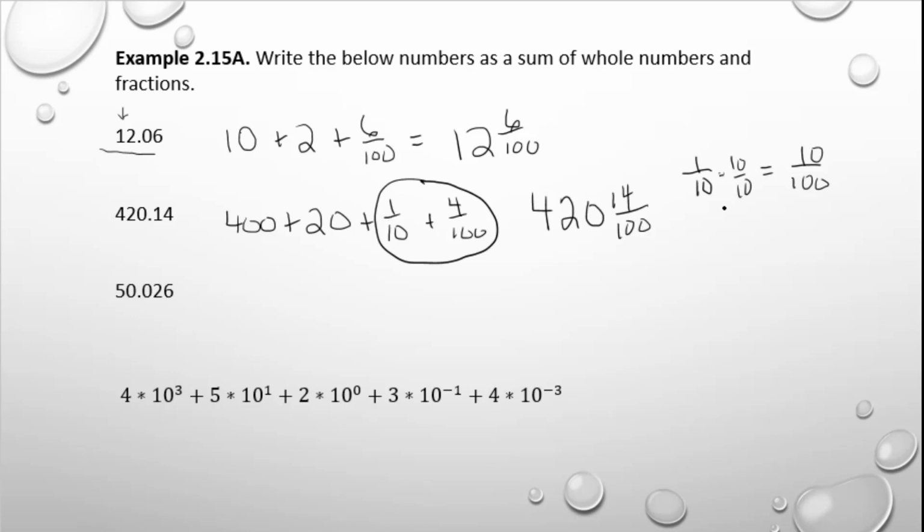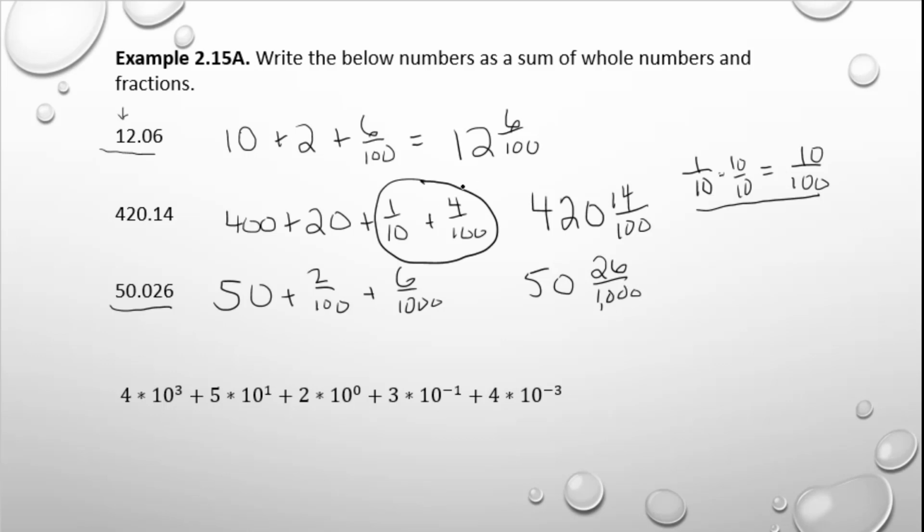You don't have to go through this if you kind of got that. Like this one, I'm not going to go through that, well, maybe I will. We'll see. So I got 50 plus 2 hundredths plus 6 thousandths. So I have 50 and 26 thousandths.